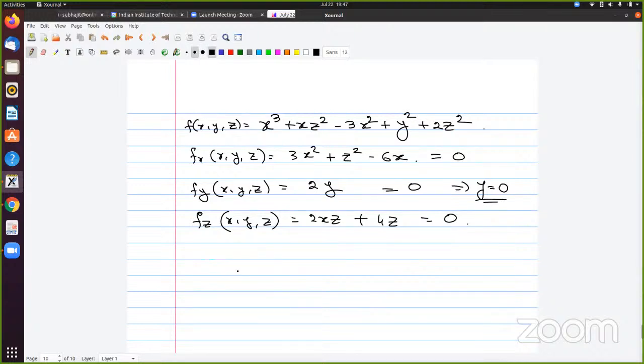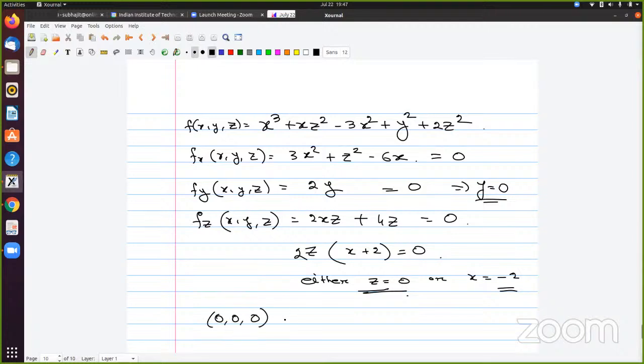And for these two, let's see what the solutions are. Here, if we take 2z common, we get x plus 2 equal to 0. So either z equal to 0 or x equal to minus 2. Now when z equal to 0, then x is also 0, from the first equation. So 0, 0, 0 is a critical point. There may be some other solution, but it is a critical point.